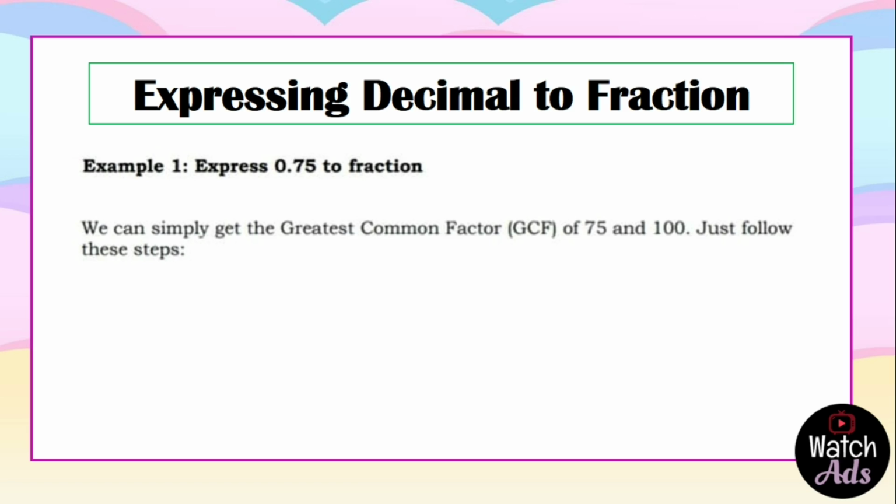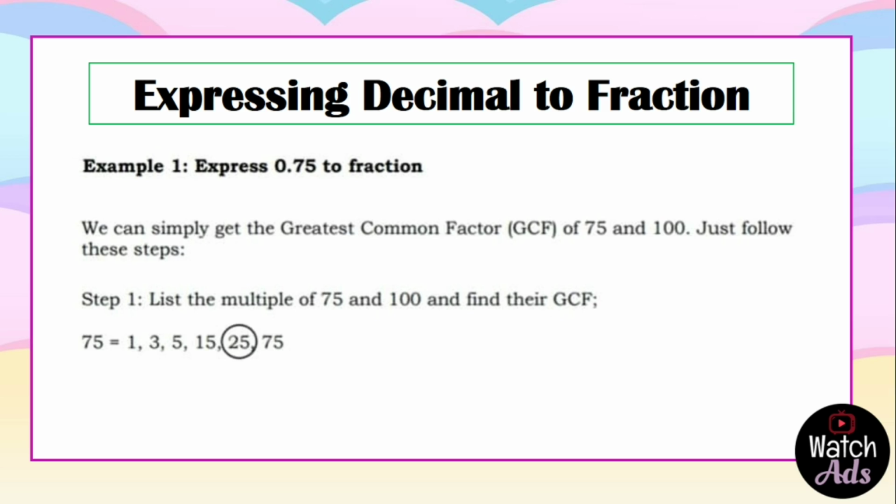We can simply get the GCF of 75 and 100. Just follow the steps. Now, the method given here is the listing method. As far as I know, we have 3 methods in looking for the GCF. I really wanted to make a tutorial about that. I hope I can make some time and make a tutorial about finding the GCF fast and easy.